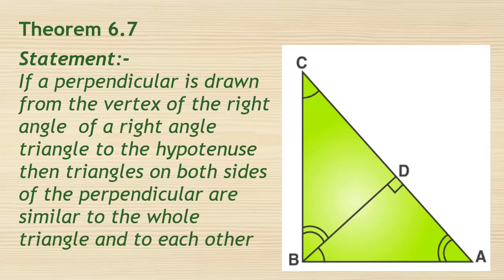Starting with theorem 6.7 of NCERT, the statement: If a perpendicular is drawn from the vertex of the right angle of a right angle triangle to the hypotenuse, then triangles on both sides of the perpendicular are similar to the whole triangle and to each other.